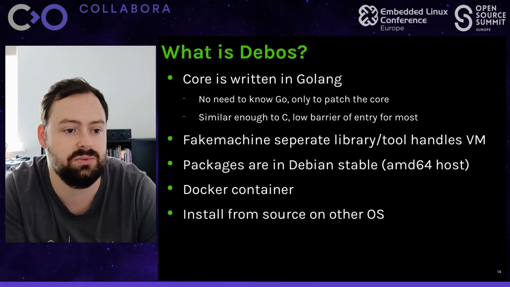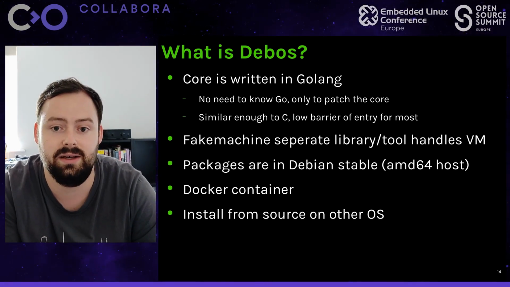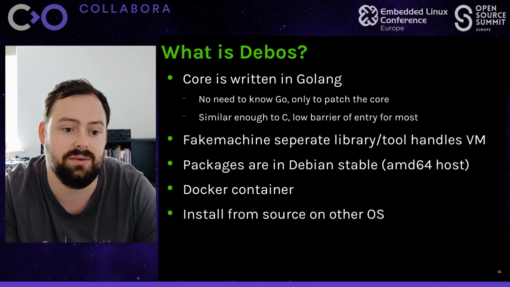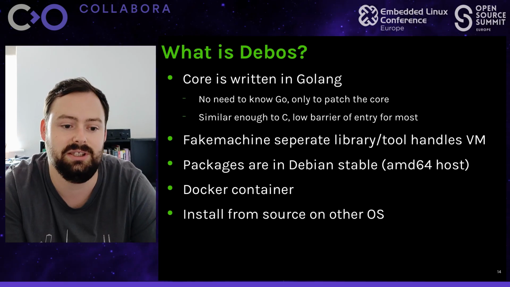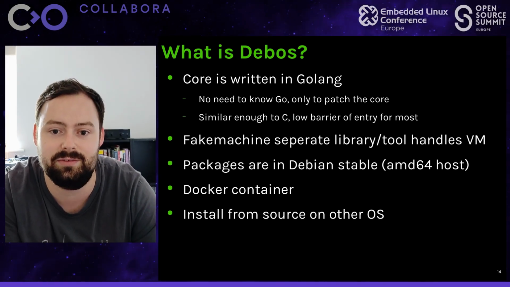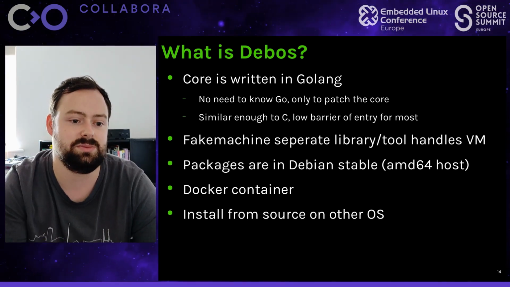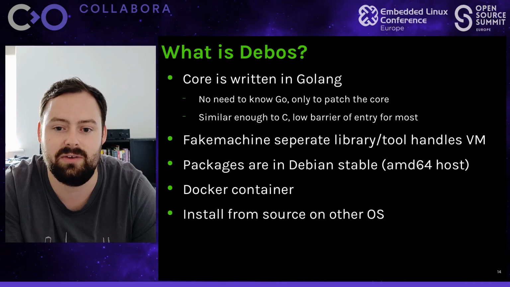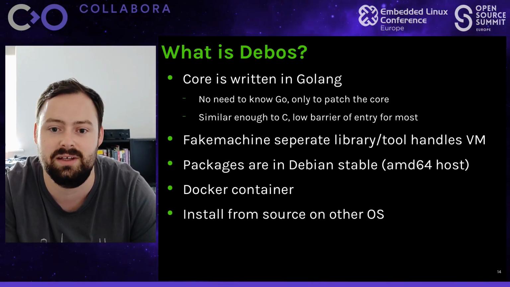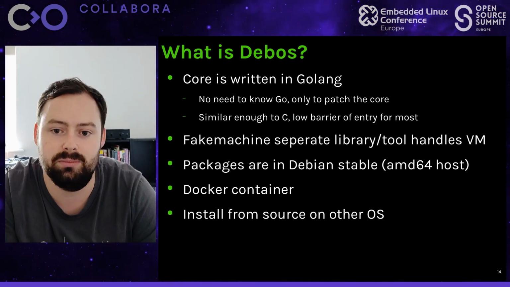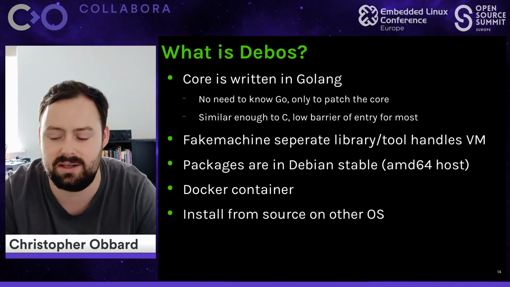So that brings me on now to what actually is Debos. So the core of Debos is written in Golang. And there's no need to know Go, only if you want to write patches upstream to us, which again would be very much appreciated. The reason Go was chosen is because it's similar enough to C, and there's a low barrier of entry. I mean, you can learn enough Go to start writing patches probably in an evening. My biggest problem was working out how to compile everything and where all the source was kept, but we've got documentation on how to do that now.